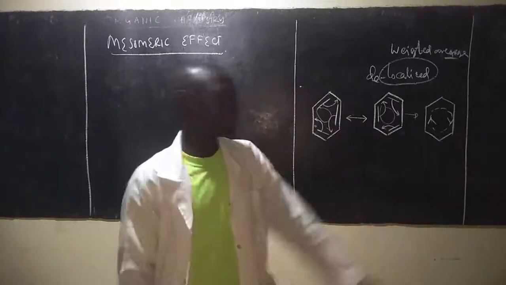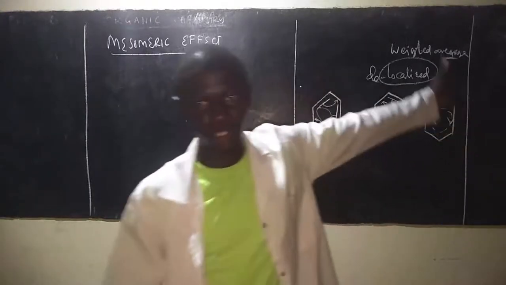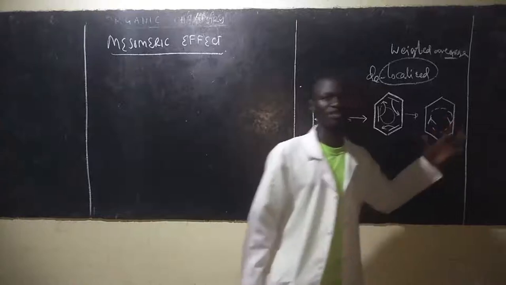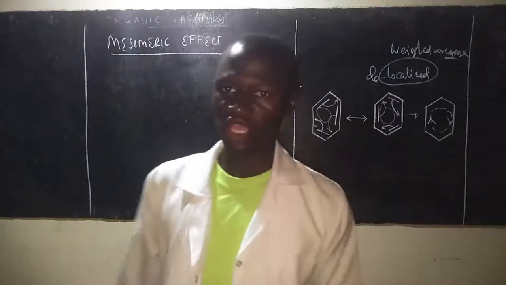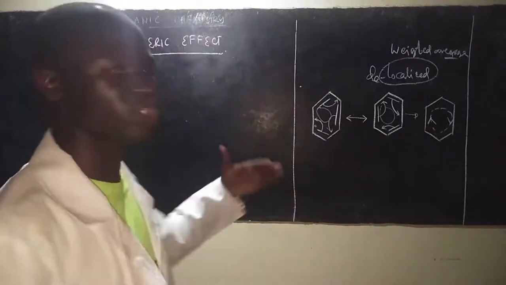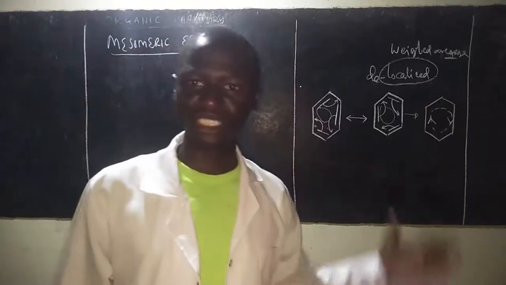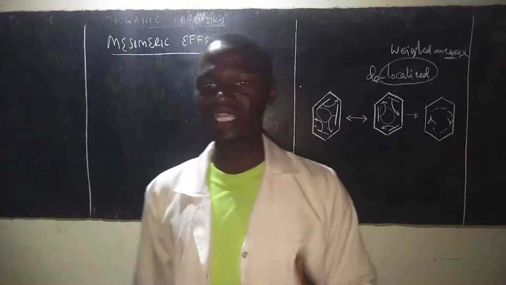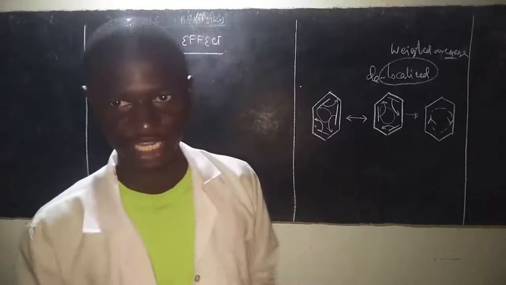That is the representation, or the average, the weighted structure of benzene. But this is not the actual structure of benzene, it's just the weighted structure of benzene, or it's just like the average of the different structures of benzene due to mesomerism. Now, we can go to discuss the salient features of the mesomeric effect.